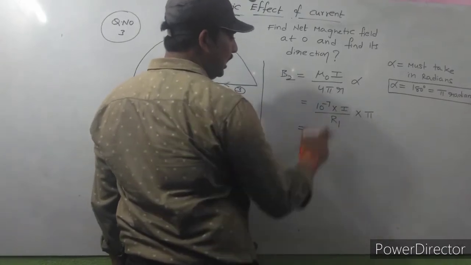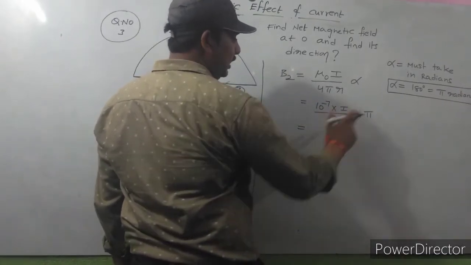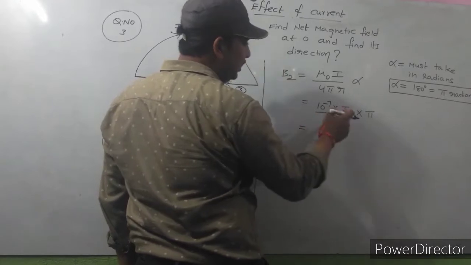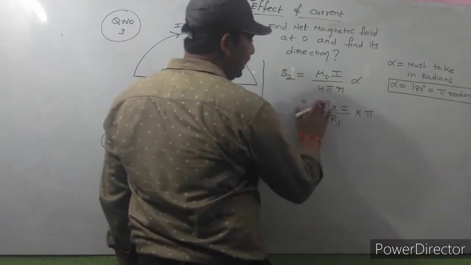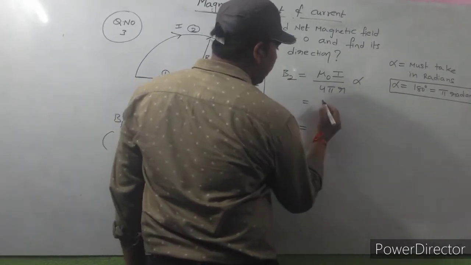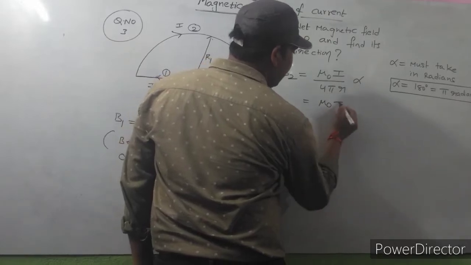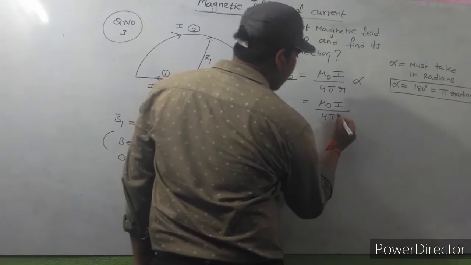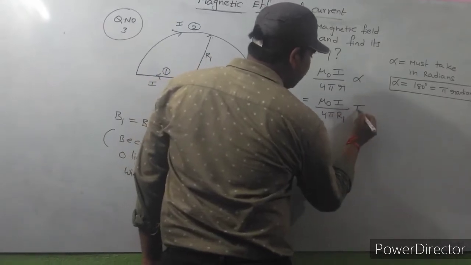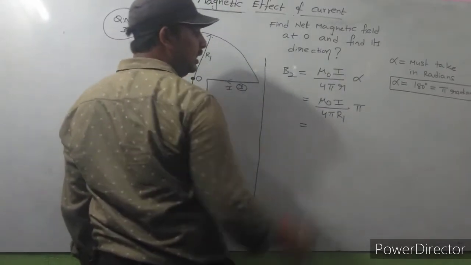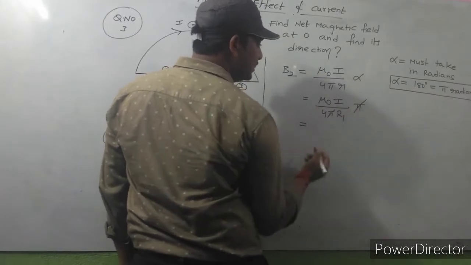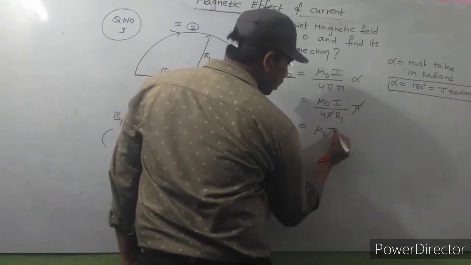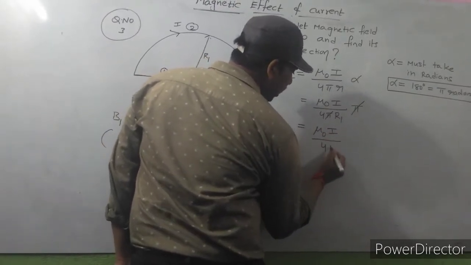B2 value is 10 power minus 7 into pi by R1 into I. Can I take this one also as mu naught I by 4 pi, R value is R1, into alpha value, which is pi. Then this pi is going to be cancelled. Then what will we get? Mu naught I by 4 R1.